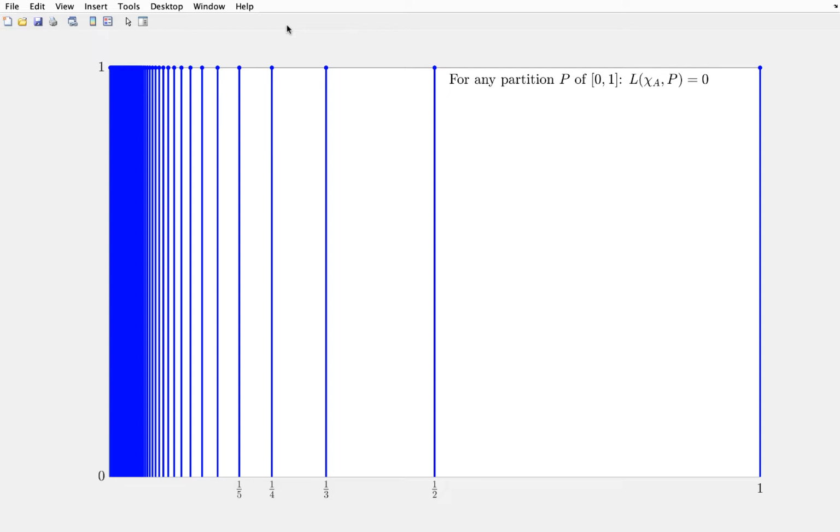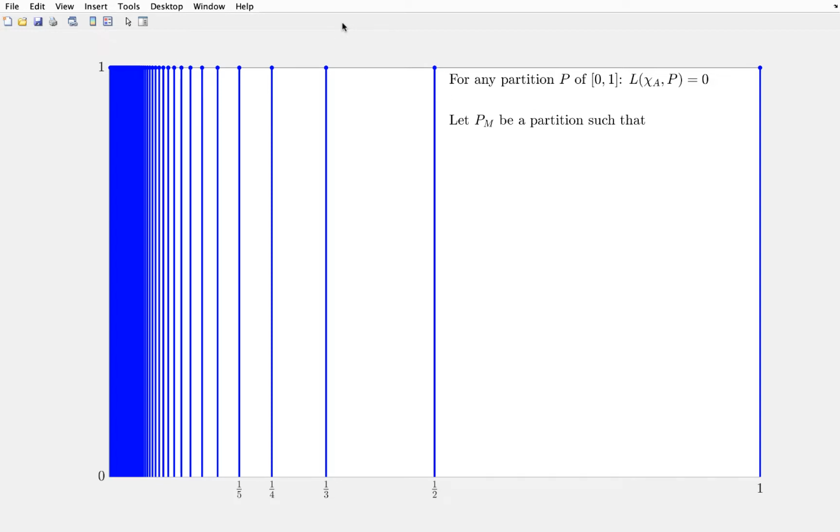So here in this picture, the blue lines represent the characteristic function for our set. Notice these blue lines have a value of 1, we see up here, when x is a reciprocal of a natural number. So 1, a half, a third, a fourth, a fifth, and so on. Now it should be clear that if we were to partition this interval from 0 to 1, the lower sum for every partition is going to be 0 because every interval is going to contain some number that's not a reciprocal of a natural number, no matter how we partition.